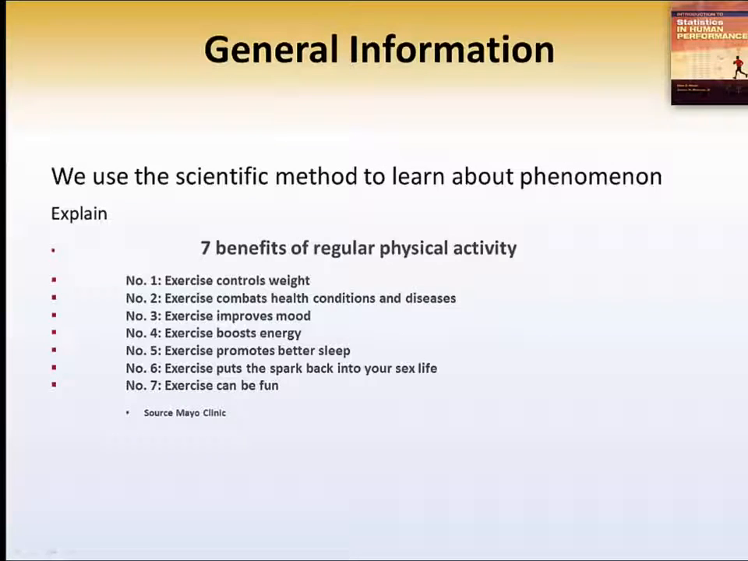And finally, the objective is to explain why and how phenomena occur. So in this example, there are many benefits of engaging in physical activity, such as controlling your weight and combating health conditions and diseases, improving mood, and so forth. So what occurs as a result of you engaging in physical activity, and what's the explanation for why those positive benefits occur?